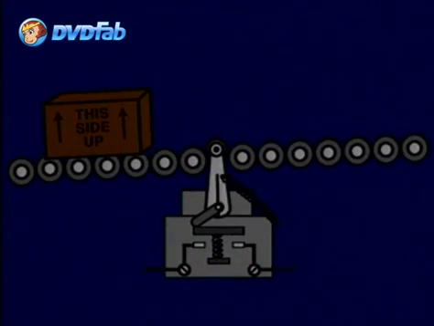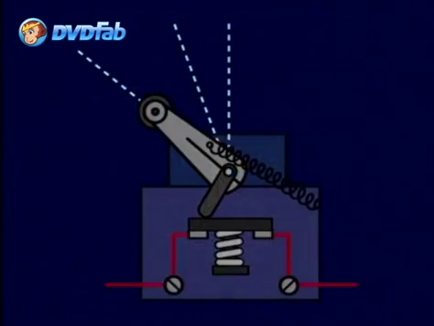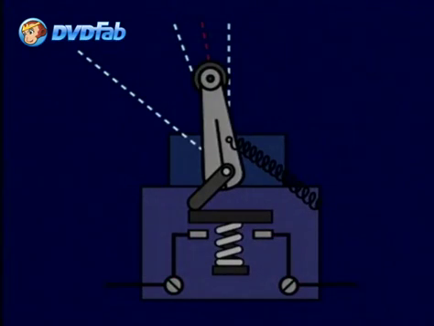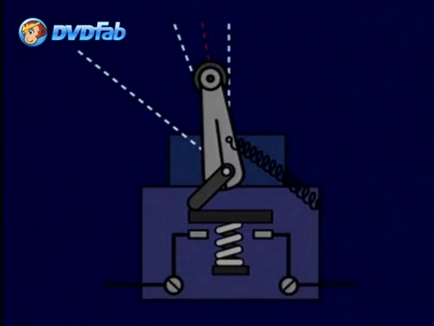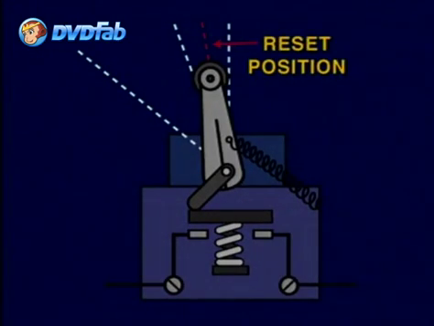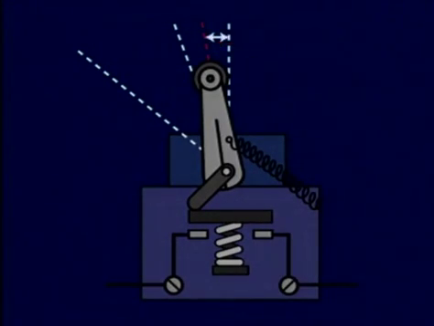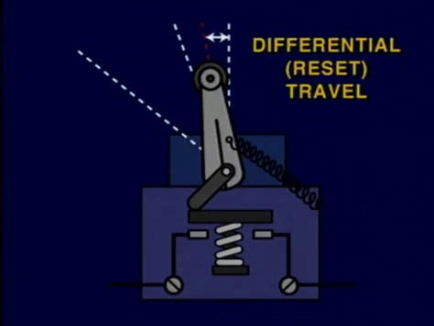When the part clears the limit switch, the actuator begins to return to its rest position due to the spring action of the switch. The contacts will be back to open at what's called the reset position of the lever actuator. The distance between where the actuator starts to close the contacts for the first time to when it starts to release or reset the contacts back to their normal state is called the differential travel or reset travel.